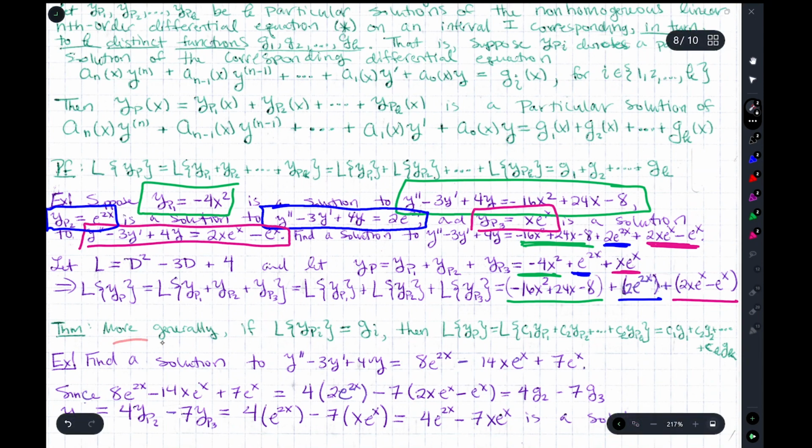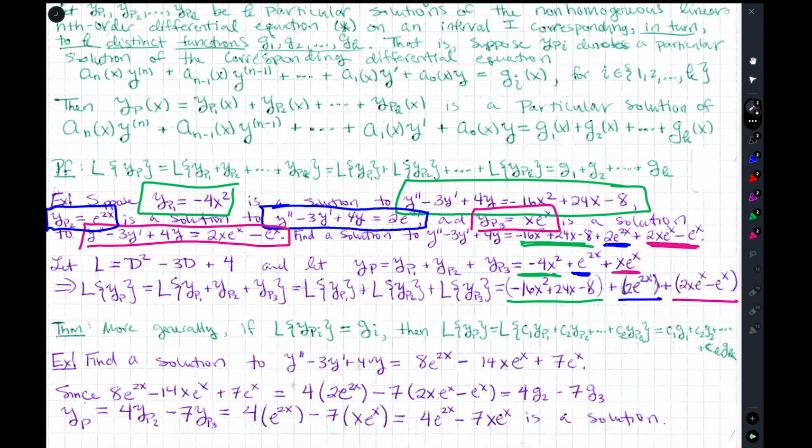And here I write more generally, if L operating on a particular solution gives you g_i, then L of y particular, where y particular is not just the sum of particular solutions, but constants times a particular solution, summed, then you get C1 G1, C2 G2. Okay, what that means is they don't just have to be sums.